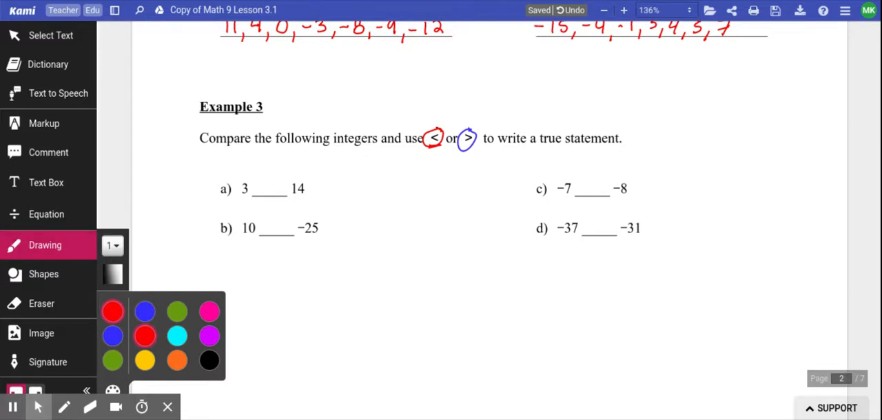Definitely. The first guy, this one, that one means less than. So the first thing is less than the second thing. The other symbol is greater than.